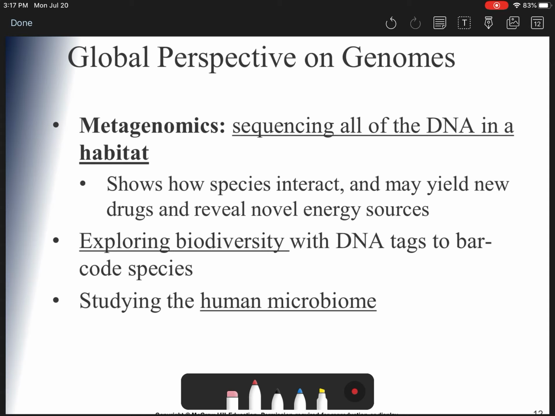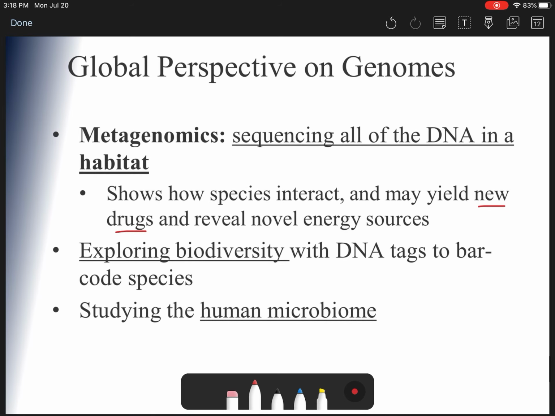And then when we look at global perspectives, metagenomics is sequencing all of the DNA in a habitat. Well, why would you want to know that? Maybe that's going to help understand the biodiversity of that particular area. Maybe it's going to help us find new drugs in that region that might help cure certain diseases.